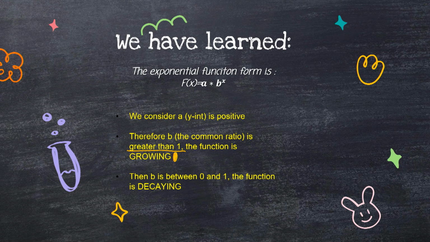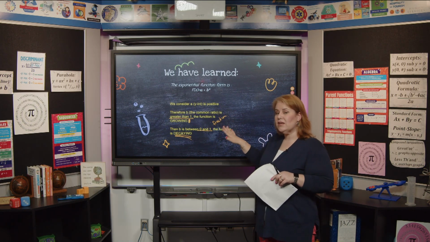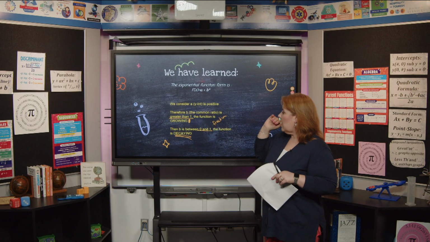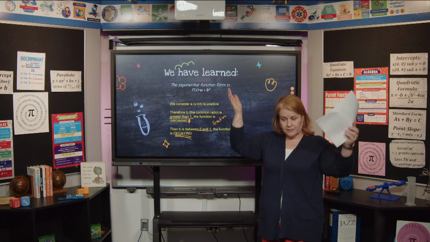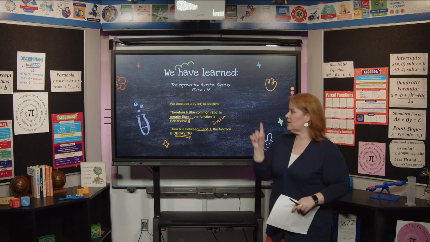If my b is between 1 and 0, which would be a what? A fraction, then I have a decay. So those are two very important skills that we need to make sure that we get. So if it's greater than 1, we're growing. If it's a fraction between 0 and 1, we've got some type of decay. So here we go.